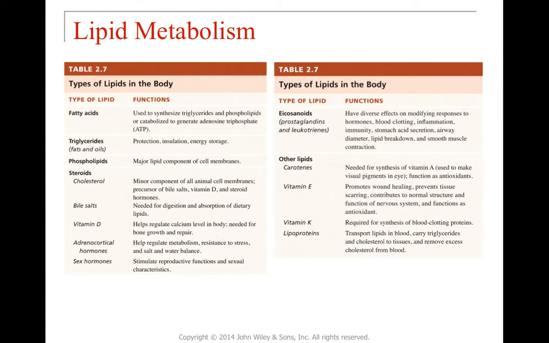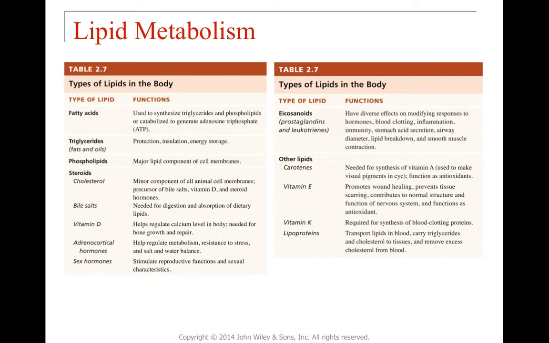Multiple different types of steroids, including cholesterol, which is a steroid as well. And steroids, like cholesterol, are found in all of your animal cells. We also have sex hormones, which are steroids as well. Sex hormones circulate at different times of reproductive cycles, and they stimulate different reproductive functions and sexual characteristics.